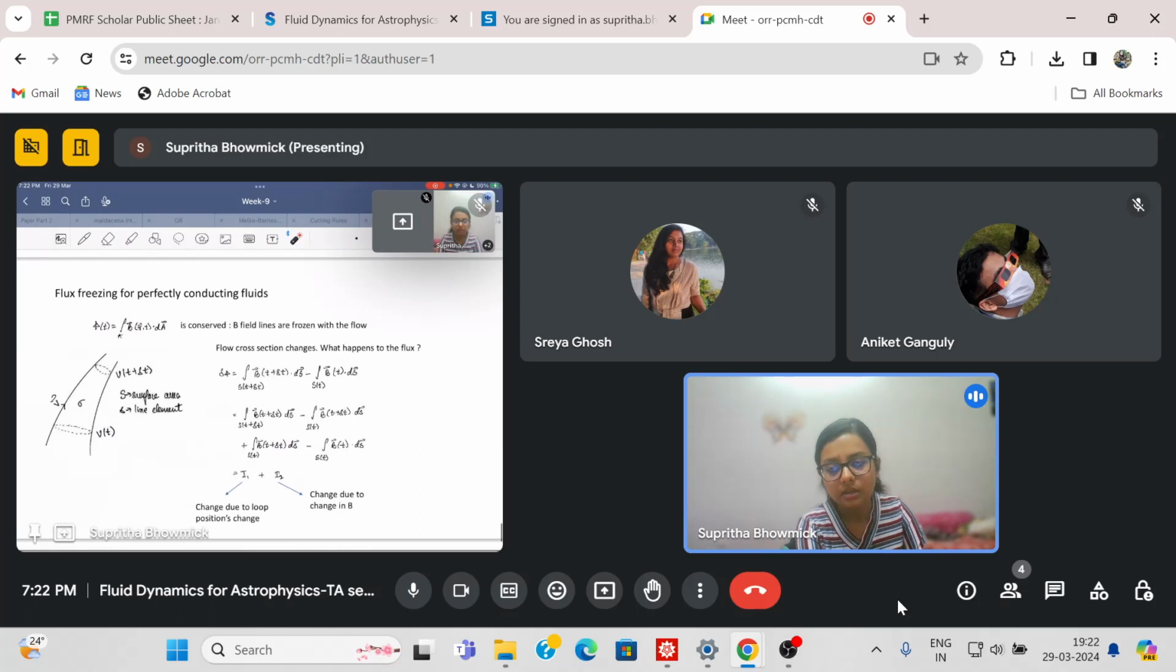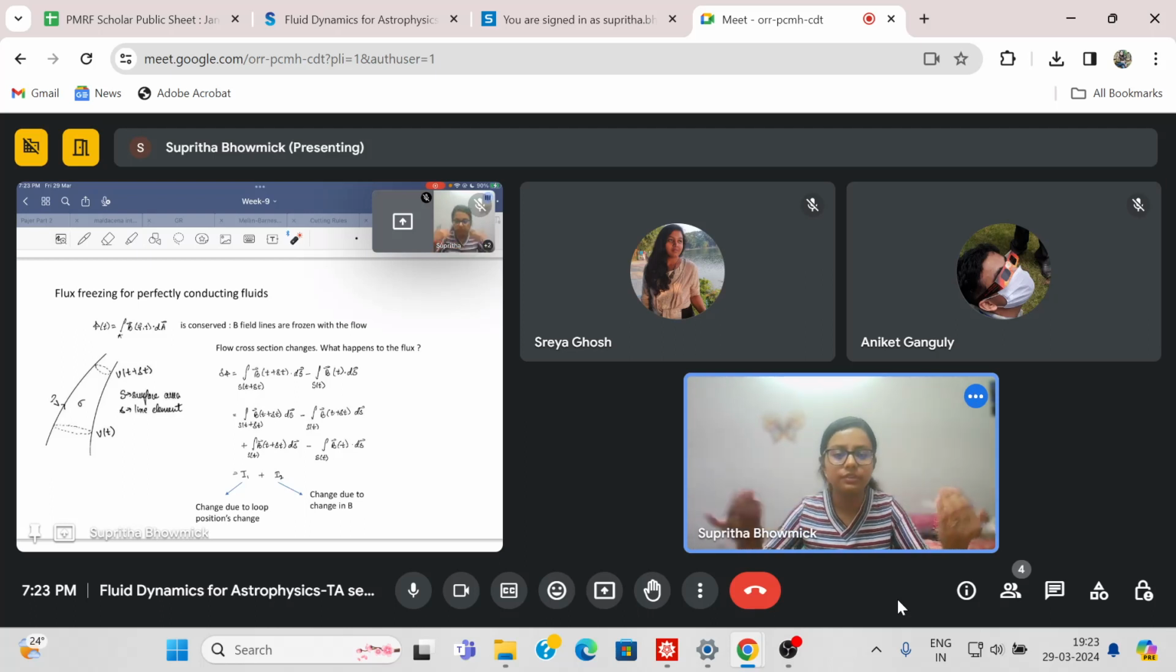All right. Now comes a very important discussion, which is flux freezing. This happens for a perfectly conducting fluid, because to prove this, we will ultimately use the magnetic induction equation, which holds true only for fluids whose conductivity is infinite. We'll prove this, but we'll review the proof. What does this tell you? This tells you that the magnetic flux is conserved.